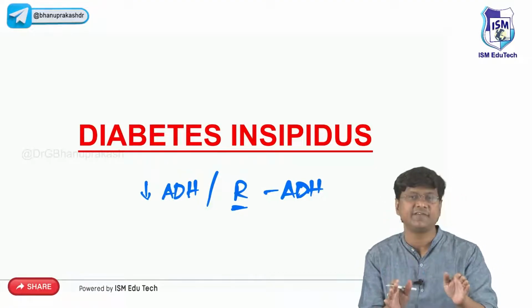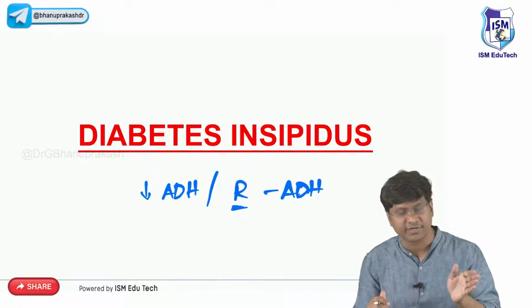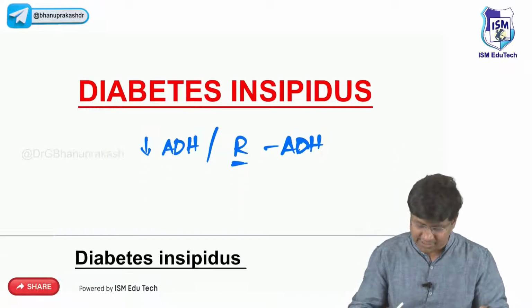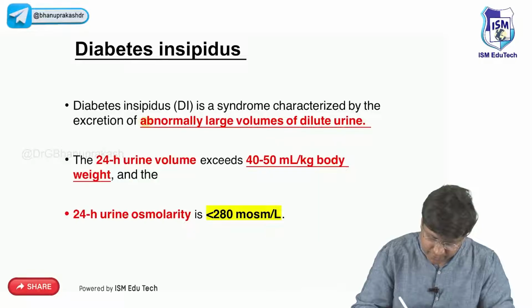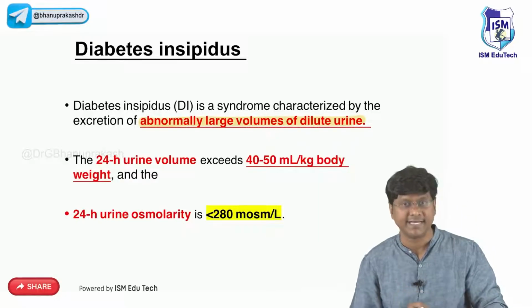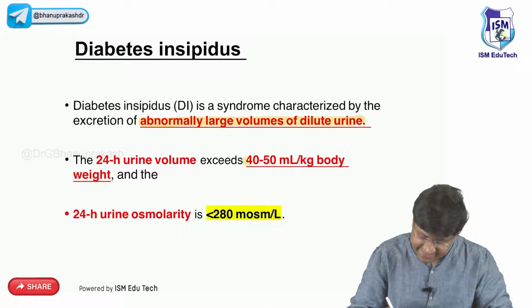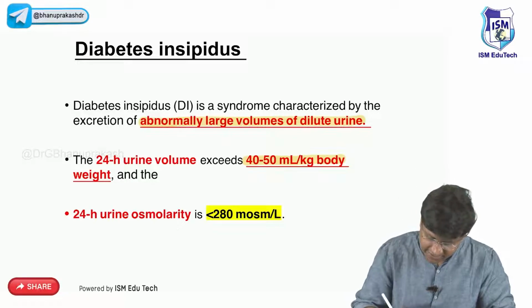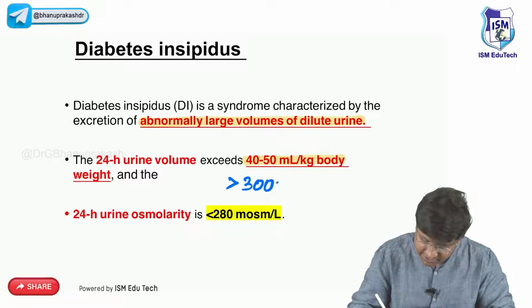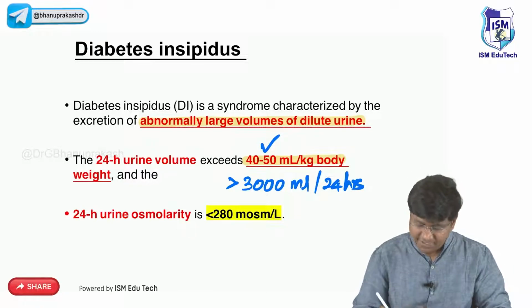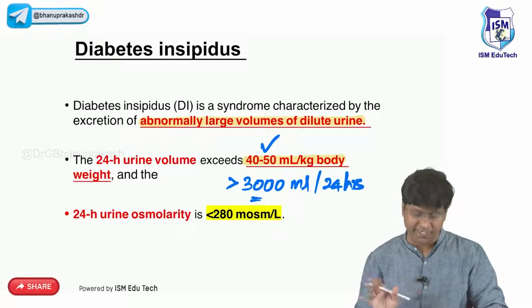Now, what is a characteristic feature? Because of the decrease in antidiuretic hormone or resistance to its action, the water absorption at the level of the collecting duct does not occur, and thereby the individual will be producing abnormally large volumes of dilute urine. And how much will be that large volume? The 24-hour urine volume exceeds 40 to 50 ml per kg body weight, or if you take per 24 hours, it is more than 3000 ml per 24 hours.